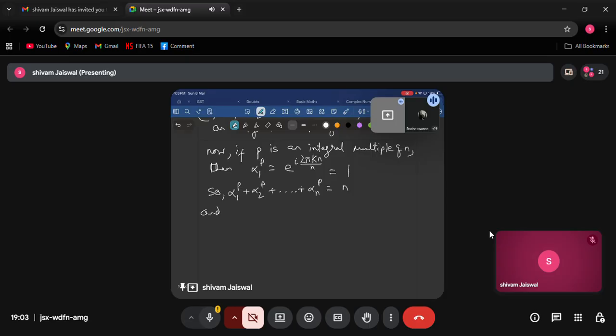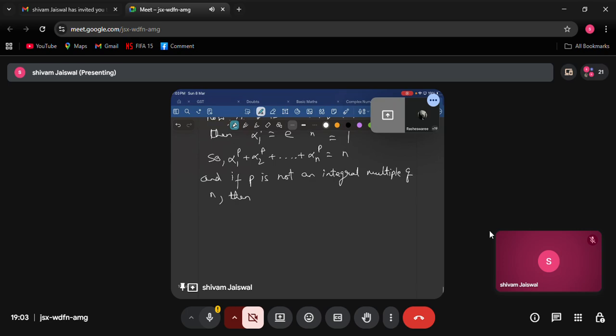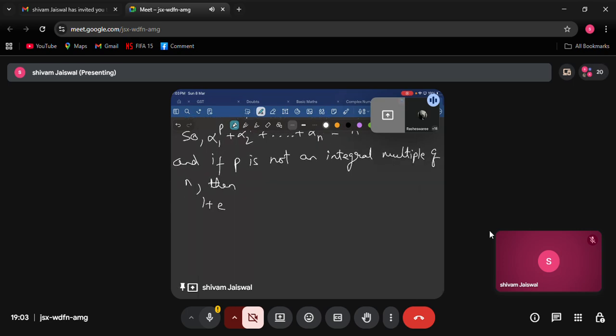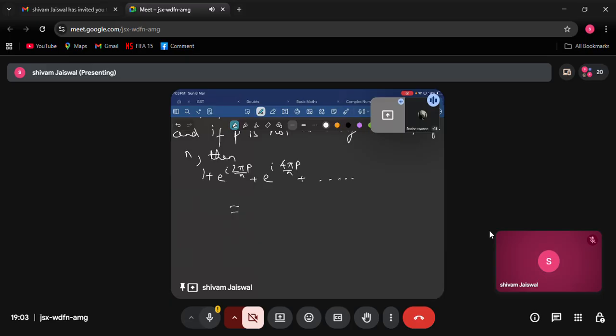And if p is not an integral multiple of n, then what will happen? Then 1 plus e to the power i 2 pi by n plus e to the power i 4 pi by n, into p, we have to multiply by p also, dot dot dot. See everyone, this is in GP series, right? Alpha 1 to the power p plus alpha 2 to the power p, this is in GP series.